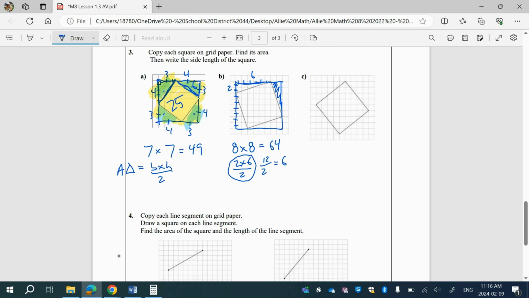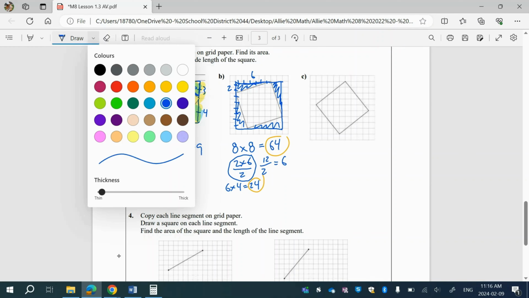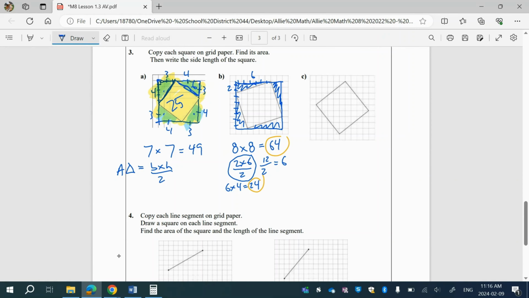So now there's 4 of them. Remember, there's 4 of our small triangles. So 6 times 4 equals 24. So now let's take our big square, let's minus our 4 triangles, and we should get the area of our inner square. So 64 minus 24 equals 40. 40 units squared.